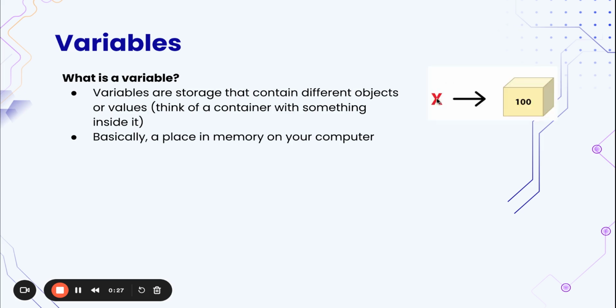So for example, if we have a variable named x and we give it the value of 100, you can think of something like this. So this is our container named x with the value of 100 inside of it.